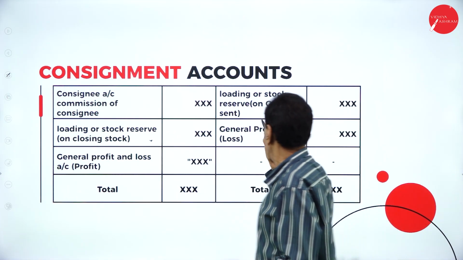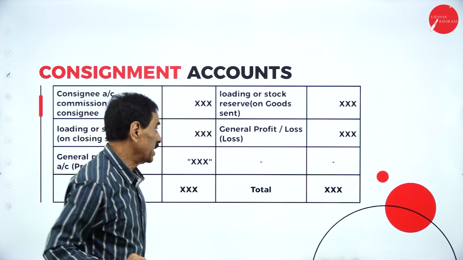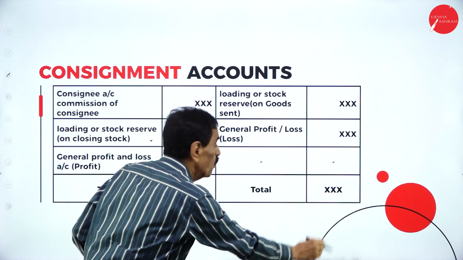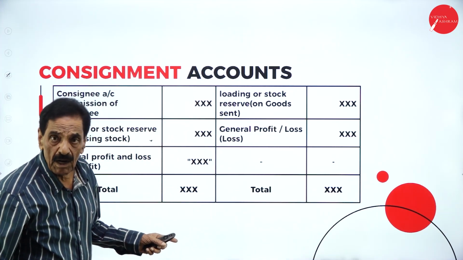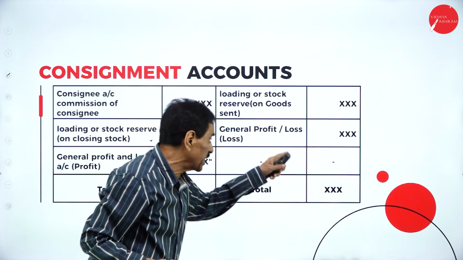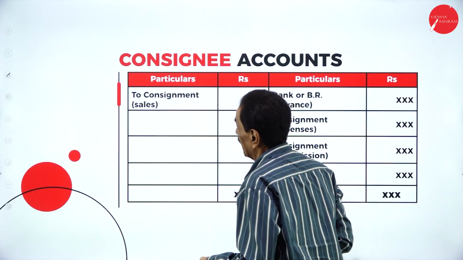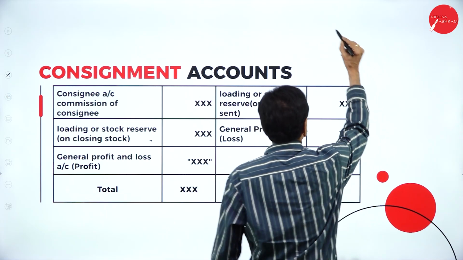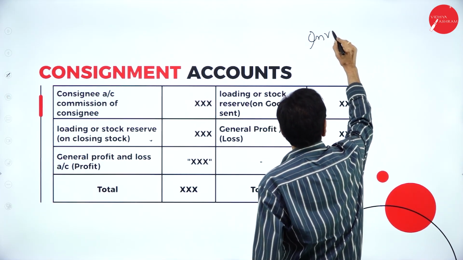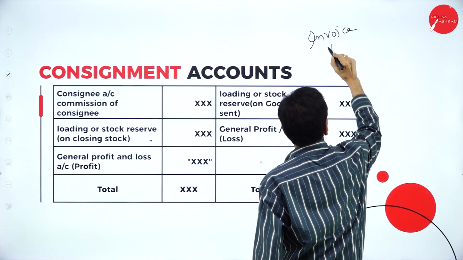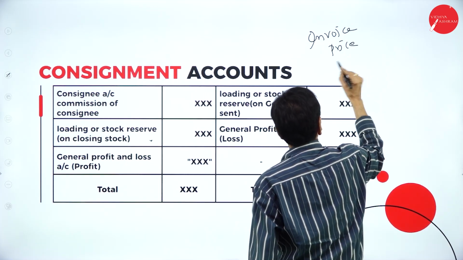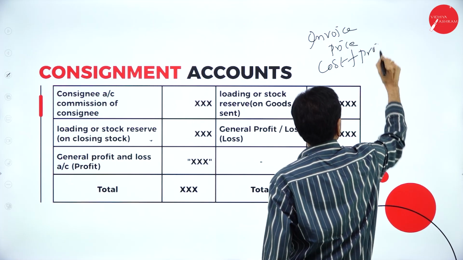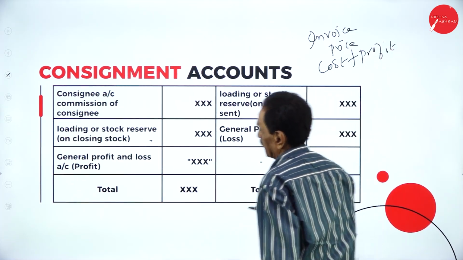Then, by stock reserve or goods side, whatever the difference comes, if the credit side is more than the debit side, then it's a profit. If the debit side is more than the credit side, it's a loss. I will give one explanation. Invoice price is cost plus profit. I will explain.